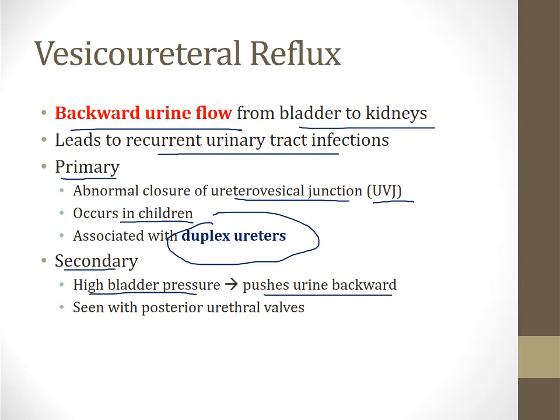This is seen when there is an obstruction to the outflow of urine from the bladder, and one of the conditions that causes this that occurs in children is called posterior urethral valves, and we'll talk more about that in a minute. You can also see secondary reflux in men who have significant benign prostatic hyperplasia.